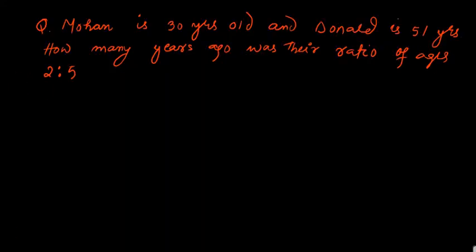Okay, next question. Mohan is 30 years old and Donald is 51 years old. How many years ago was the ratio of age 2:5? Mohan is 30 years old and Donald is 51 years old. See, at present Mohan is 30 years and Donald is 51 years. The question is how many years ago.